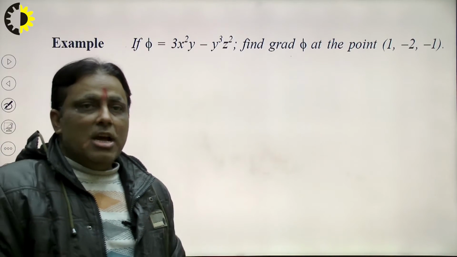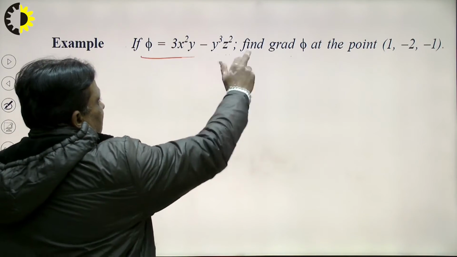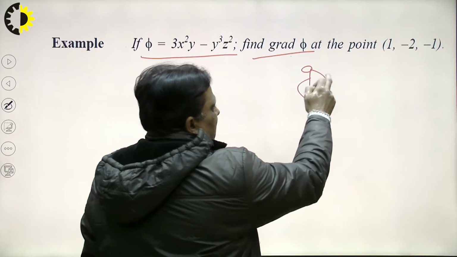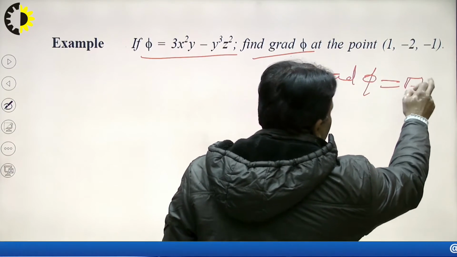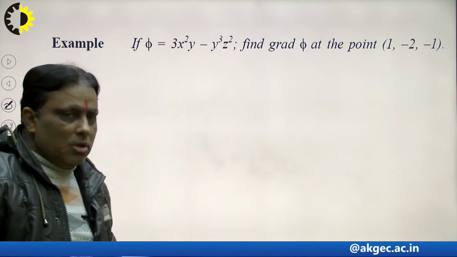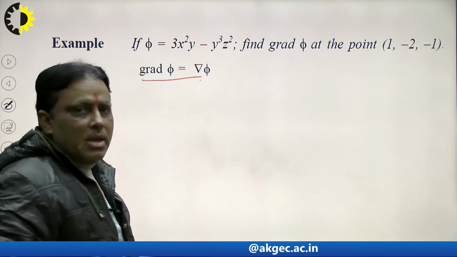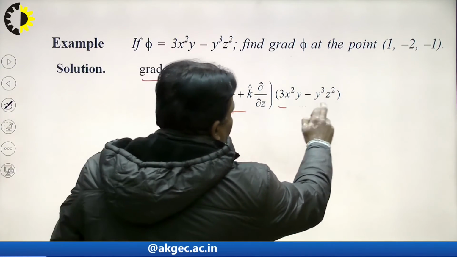Now the question is how to calculate grad phi at a particular point. So first of all I write here grad phi is equal to del phi, because I just explained that. In this way we can find our problem one by one. So grad phi is equal to del phi, and how to calculate del phi? I write the value of del and the value of phi.